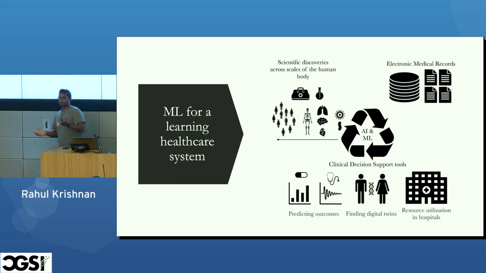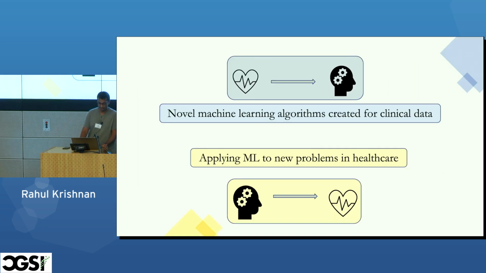I won't belabor this point too much, but like Foomani mentioned, one of my research goals is to think about how machine learning can assist in the creation of a learning healthcare system. We go from scientific discoveries, which eventually become biomarkers in an electronic medical record, which then advance the ability to predict outcomes or find digital twins, and that in turn improves our understanding of disease biology itself.